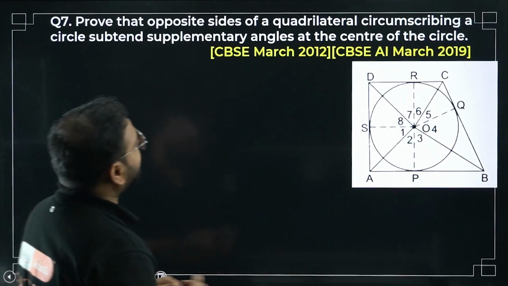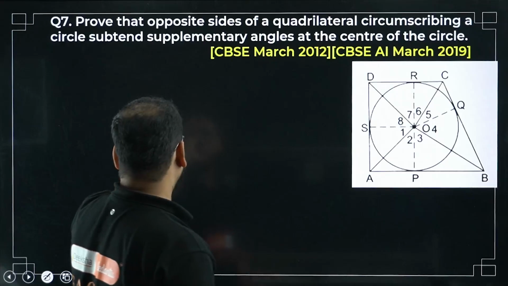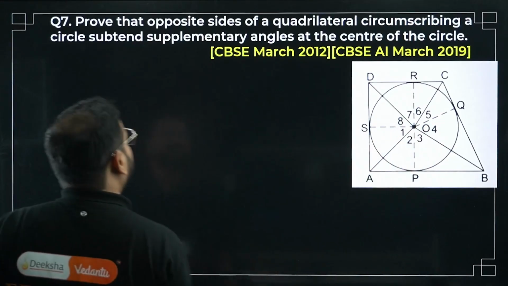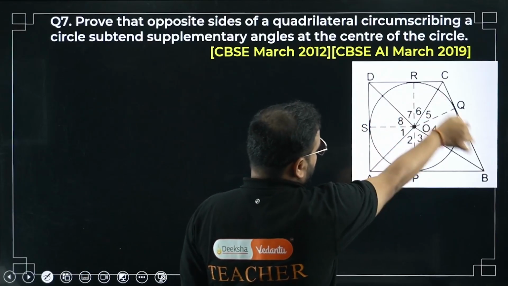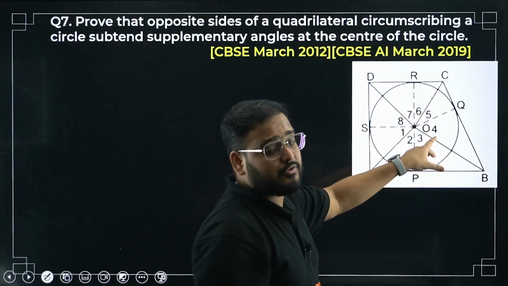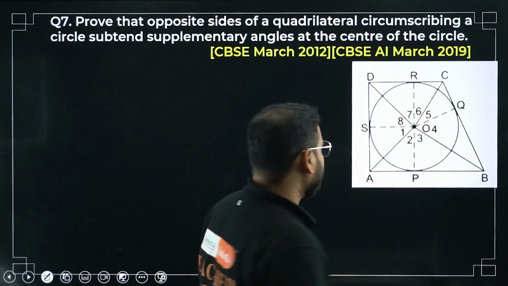Prove that opposite sides of a quadrilateral circumscribing a circle. So the figure will not be given to you. Okay, I've taken just because it's going to be neat for us. If I draw, I might not be able to make this perfect corners and might look messy. That's why I've taken the figure directly, but actually in the exams you have to draw the figure. This has to be drawn from your side.